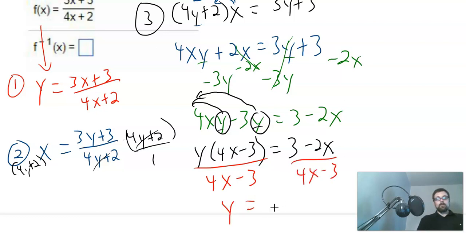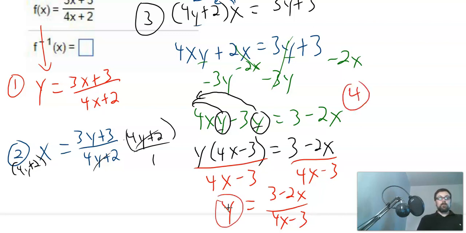So we get y equals 3 minus 2x on top, 4x minus 3 on the bottom. And then step 4 is to replace the y with function notation, inverse notation. So we get f inverse equals 3 minus 2x over 4x minus 3.